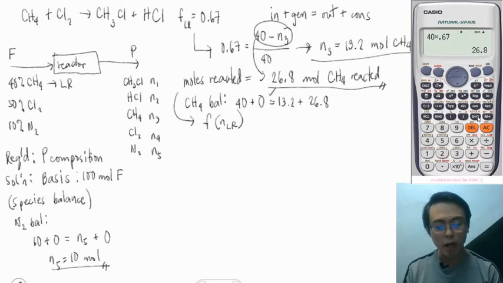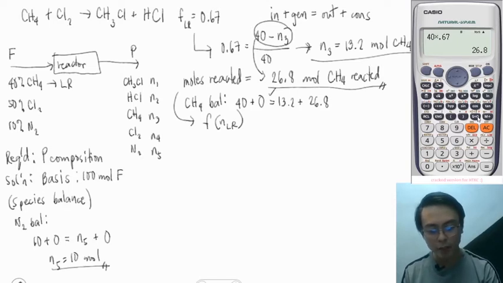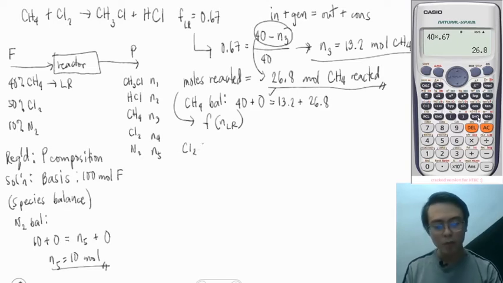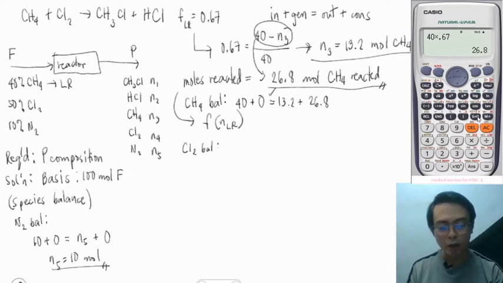Okay? So now that we have the number of moles reacted, let's substitute that into the other balances. Let's perform the Cl2 balance. So what's your Cl2 balance? Or the chlorine balance? Input is 50. Generation is 0. Again, chlorine is a reactant. It's not being generated. Equals output, or output of chlorine is N4. That is the unreacted chlorine going out of the reactor, plus consumption. The question is, how much chlorine is being consumed?